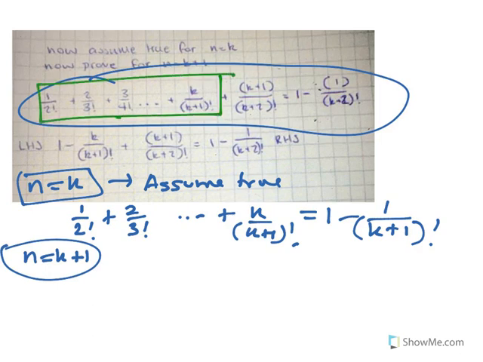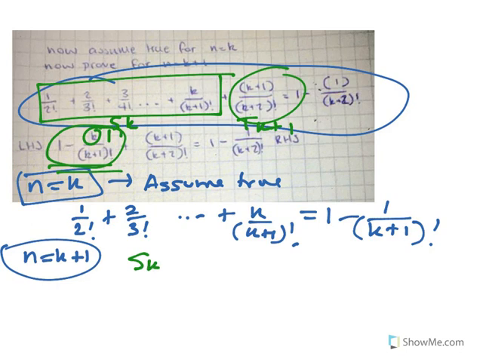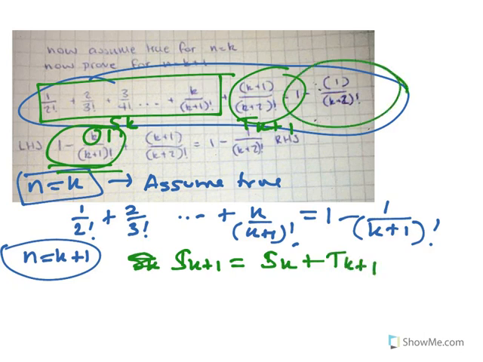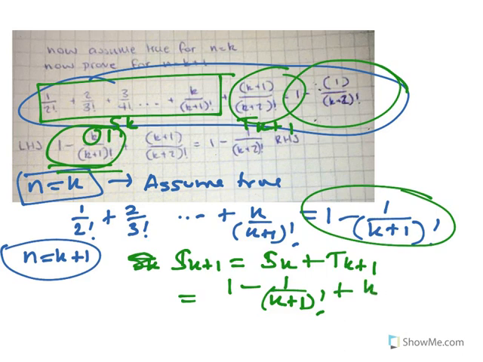So that there is your Sk, and this here is your Tk plus 1. So replace the Sk with the sum. So what you've got to do is this here, this is Sk, so Sk plus 1 equals Sk plus Tk plus 1. Now the sum to k terms equals 1 minus 1 over k plus 1 factorial. Tk plus 1 is k plus 1 on k plus 2 factorial.